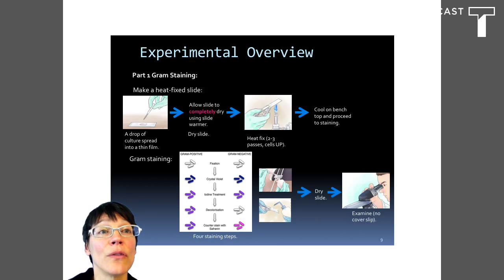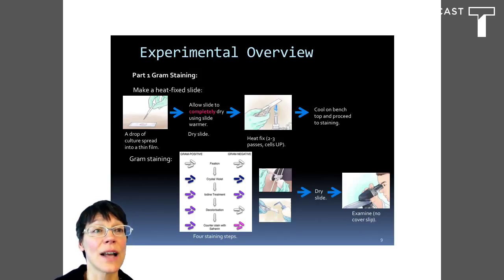An experimental overview is shown here for part 1, and in a minute I'll show you part 2. The first part of the lab is gram staining. So the gram stain protocol involves taking a drop of a bacterial culture, spreading it in a thin film over a glass slide, allowing that slide to dry using a slide warmer to speed the process, and then heat fixing the cells to attach them firmly to the glass slide. Once they've been heat fixed, you can then proceed to the staining steps.